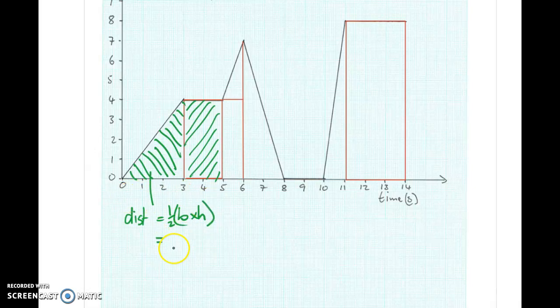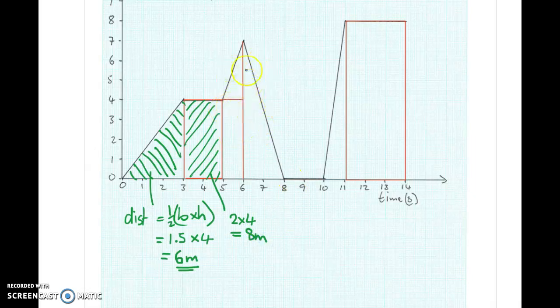So it's half of 3, so 1.5 times 4 equals 6 meters. This one we can calculate, it's just the base times the height, it's just a rectangle, so that is 2 times 4 equals 8 meters.